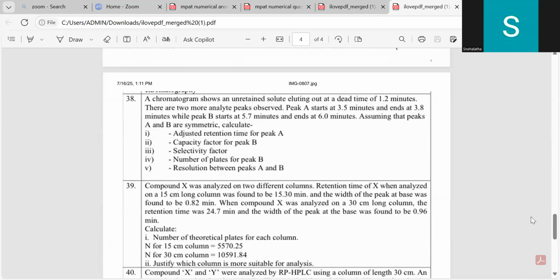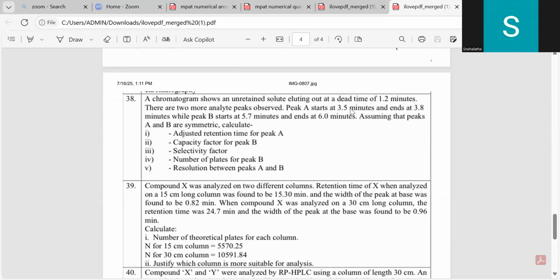So this problem is given in the university exams. See the problem. The chromatogram shows an unretained solute eluting out at a dead time of 1.2 minutes. So dead time corresponds to TM. The value given is 1.2 minutes. There are two more analyte peaks observed.